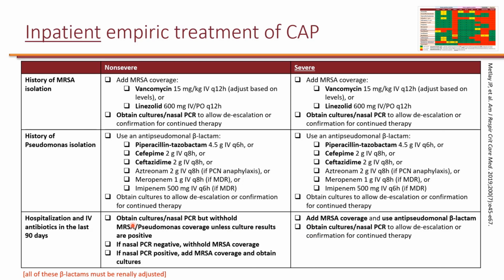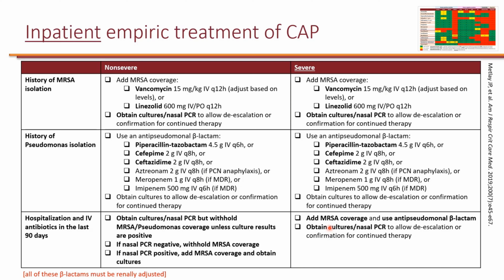So for non-severe, you want to obtain culture and nasal PCR, but you do not want to add MRSA coverage and you do not want to start using Pseudomonal coverage unless the culture results are positive. So you basically get the culture and you just wait for the results to come back. Now, if the results actually grow MRSA or Pseudomonas, then you can add coverage for those. And if they don't, then you know that you had done the right thing.